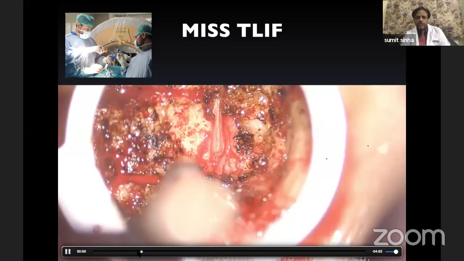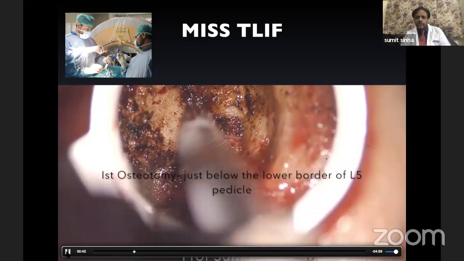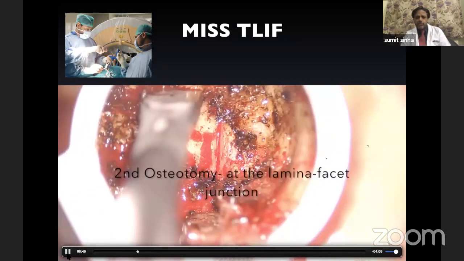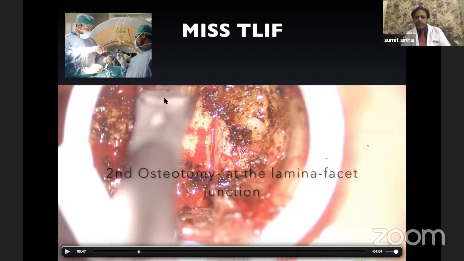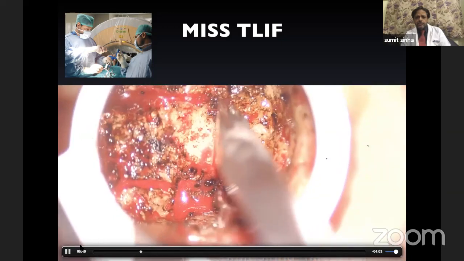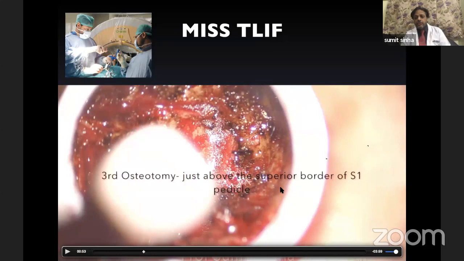Now, this is the important part of the operation. The first osteotomy is done just below the pedicle. Now, you have to see it on an X-ray, and in the X-ray, you have to localize the lower border of the L5 pedicle. So this is the site of the first osteotomy. The second osteotomy is to be planned at the lamina facet junction over here, as you can see there. And the third osteotomy here is planned just above the superior border of the S1 pedicle.